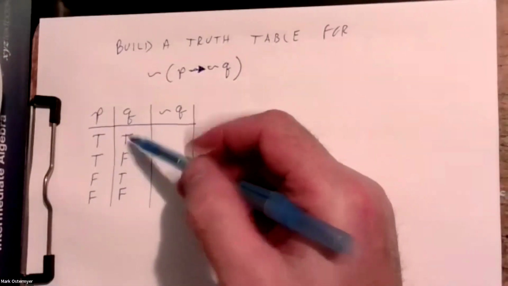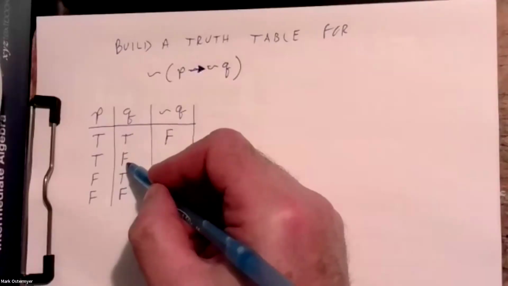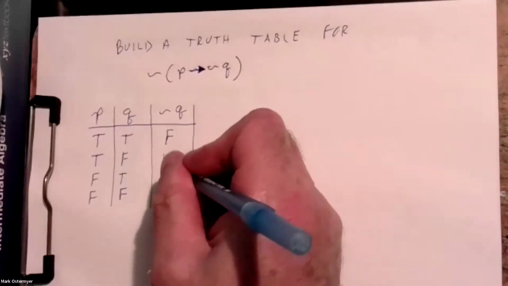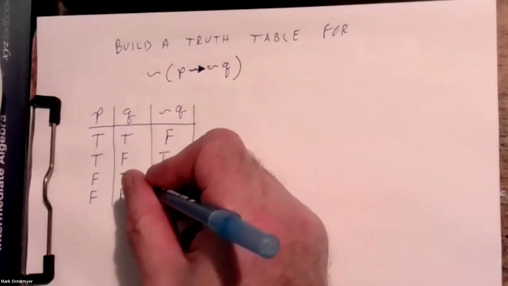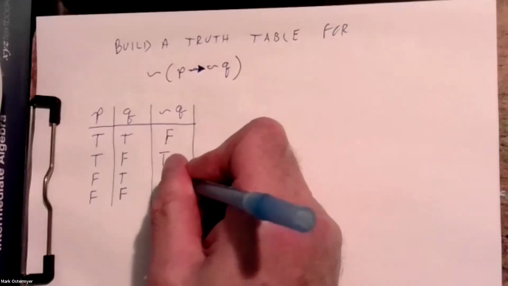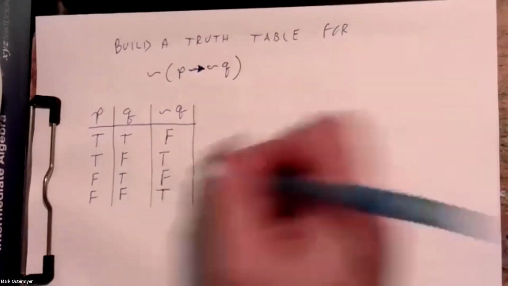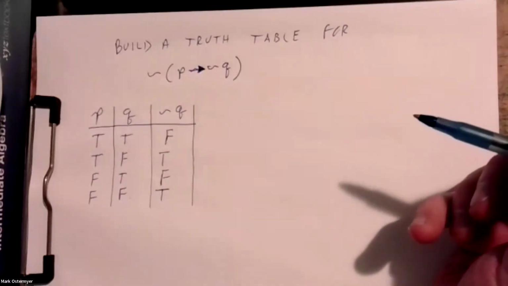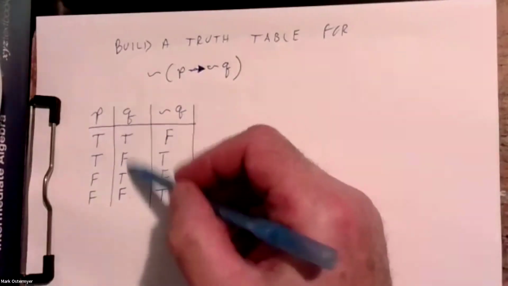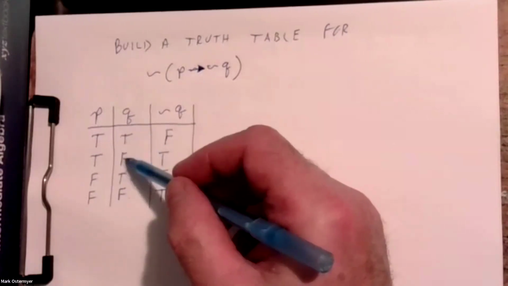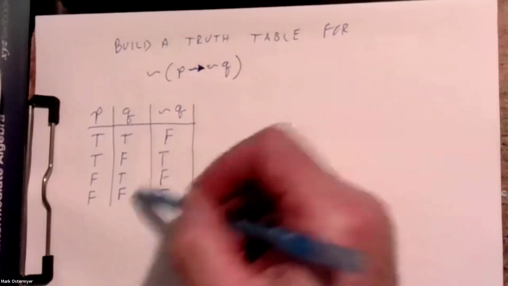So what's the negation of true? False. To say not true is to say false. What's the negation of false? To say not false is to say true. Not true is what? False. Not false is what? True. That makes sense, how we did the negation of Q column. It's just a negation of these truth values. That's it.